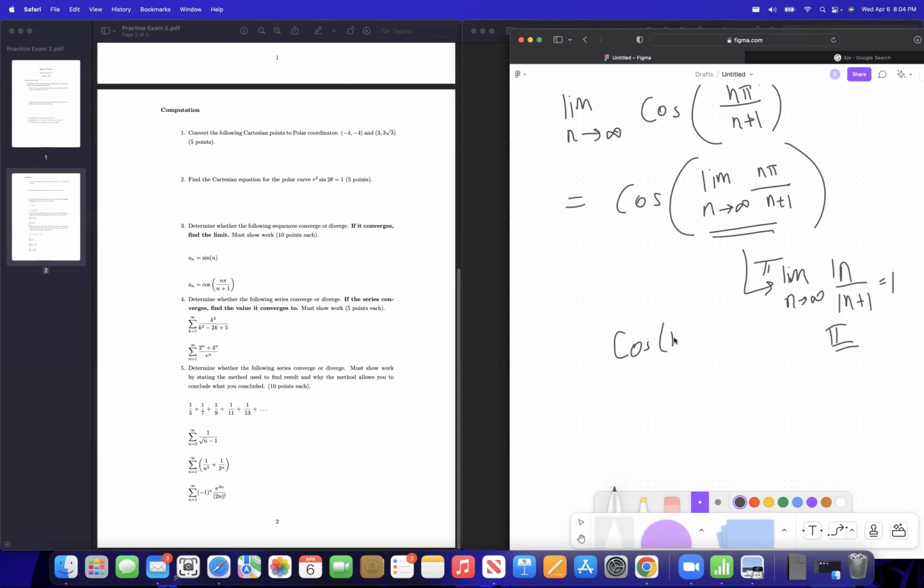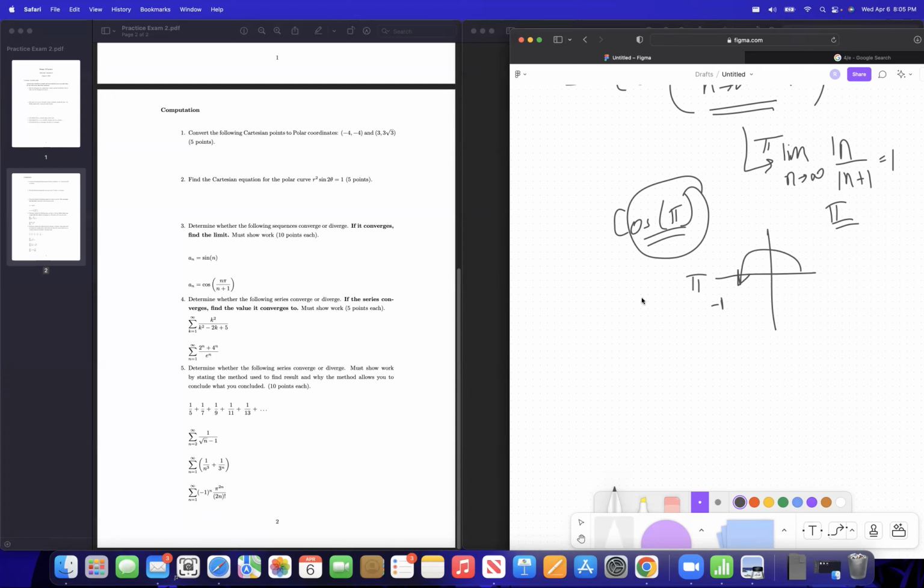So we're asked what is cosine of pi, really? And cosine of pi, if you're not aware, pi is at 180 degrees, and the cosine of pi at that position is -1, and that's something you could Google as well. So that's the limit, it's -1.